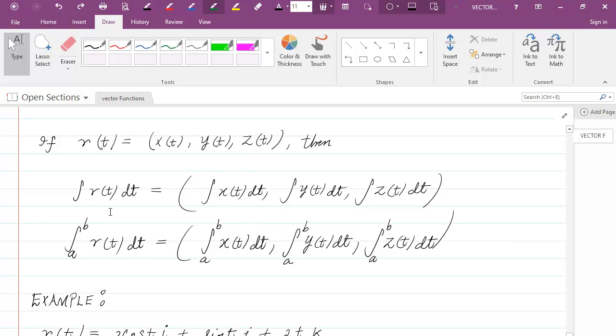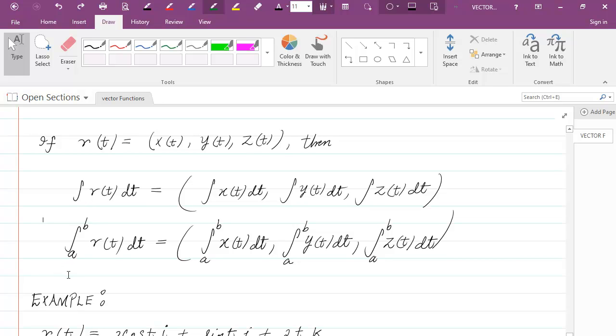So the indefinite integral of r of t is the vector function where the first component is the integral of the first component of r of t. The second component is the integral of the second component of r of t, and the third one is the integral of the third component of r of t.